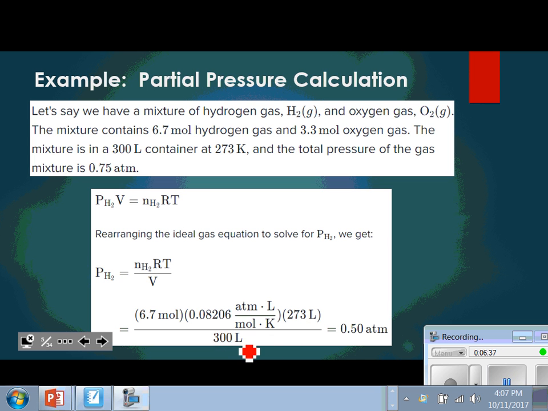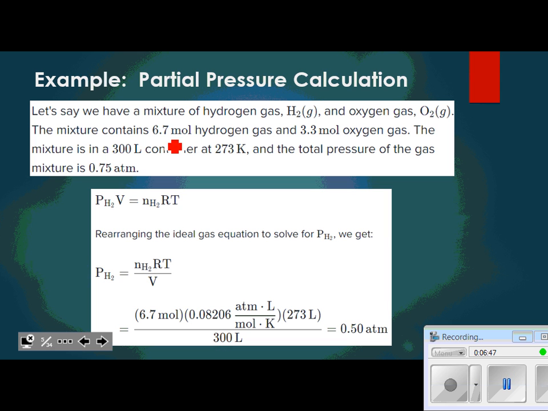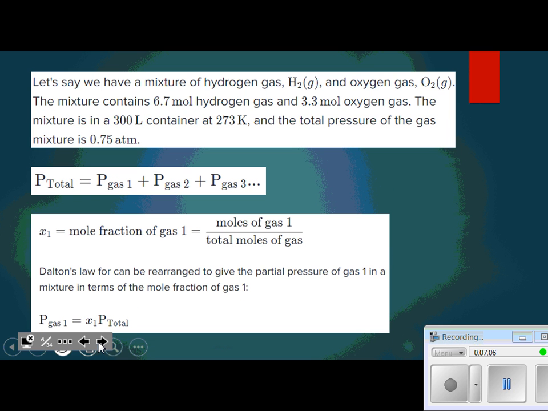divided by the volume, and I would find that the partial pressure of hydrogen is 0.50 atms, and that kind of makes sense because there are more moles of hydrogen in the mixture than there are moles of oxygen. So if your total pressure is 0.75 atms, hydrogen should account for a larger partial pressure of that mixture. So that's one way to answer that question.